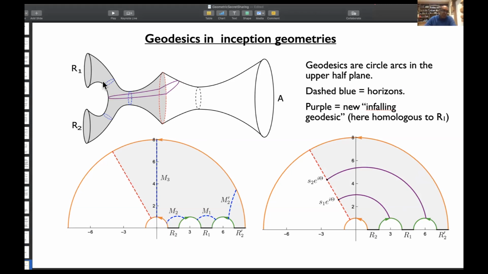So if I'm looking at extremal surfaces homologous to this radiation region R1, you have this dashed blue line, which is the horizon of R1. You have the union of this horizon and this horizon. And you also have this purple curve. And that's going to have some interesting consequences. So we call that curve the infalling horizon geodesic. So here's what happens because of it.